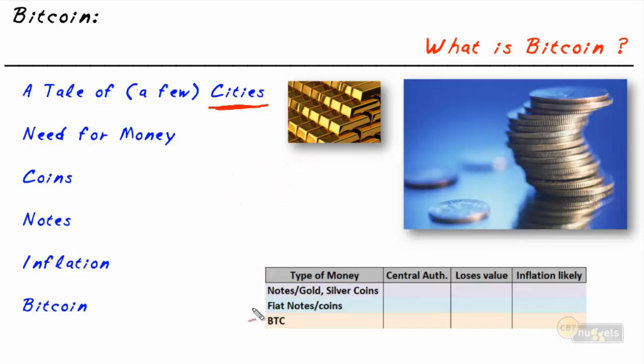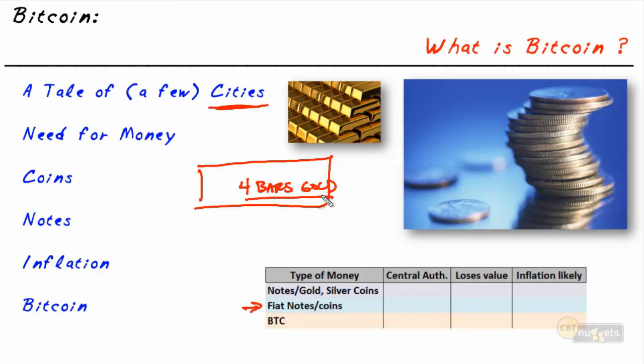So let's take a look at yet another city. This time you and I are still in charge, but we're going to use some kind of a fiat money system. Now, what exactly is a fiat money system? Here's how we do it, you're going to love this. We get a piece of paper and we say this is worth 4 bars of gold. We just write it on there, and then we hand it to people to pay our debts and so forth.